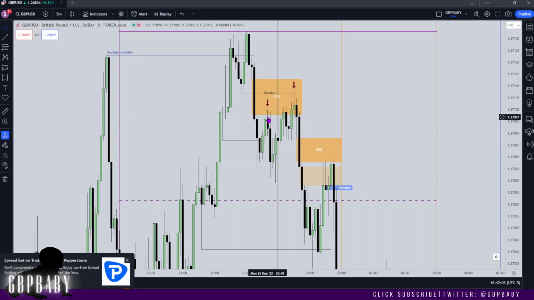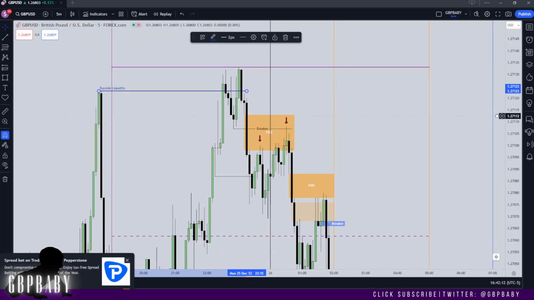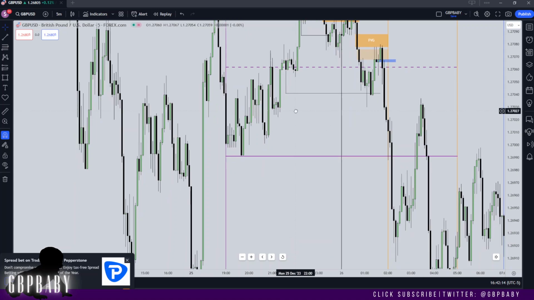So we can sell into this fair value gap because we've had a break in market structure. We've taken out buy stops residing up here, and now I'd be looking for a rundown into the sell side liquidity, which would be below Asia's low.